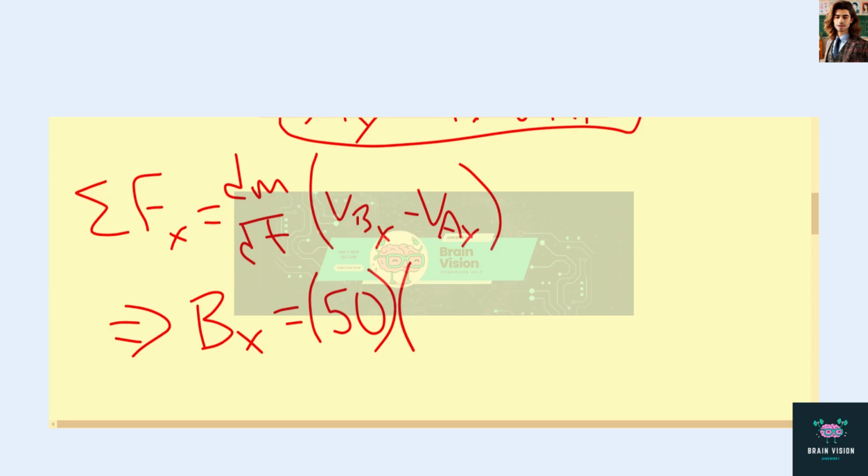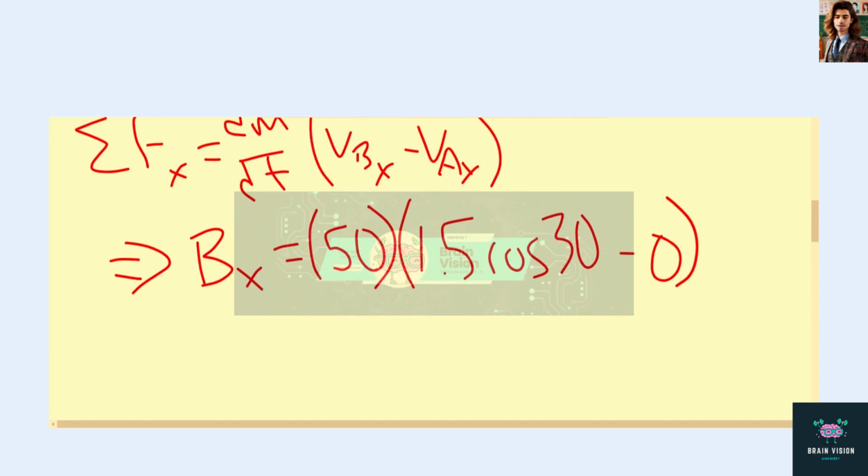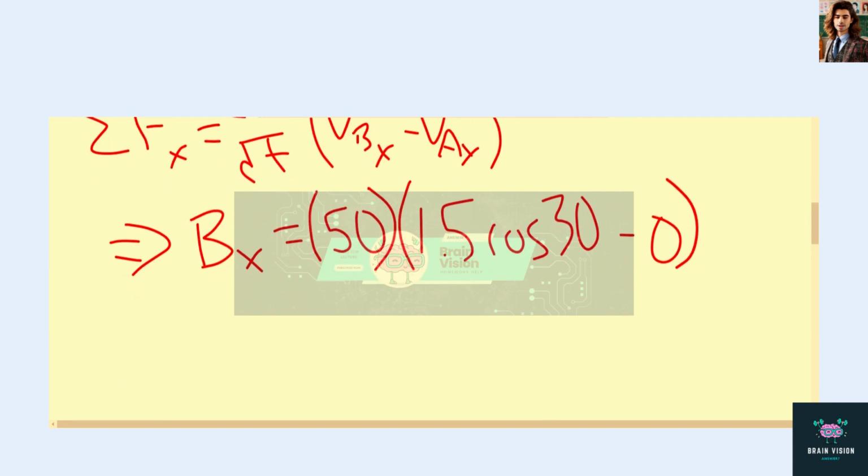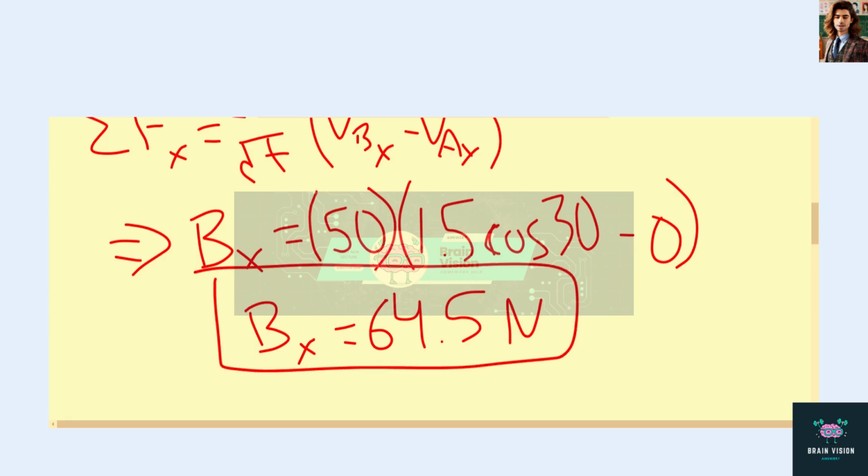And we have vBx, which is the speed of the conveyor belt, 1.5, and we want the horizontal component, so we're going to do the cosine of 30 degrees. And vAx, like we stated before, there is no horizontal velocity at point A, so that is 0. So now we just have Bx equals 50 times 1.5 times the cosine of 30. So now we know Bx, once you plug and chug, is equal to 64.5 newtons. So now we have Ay and Bx.